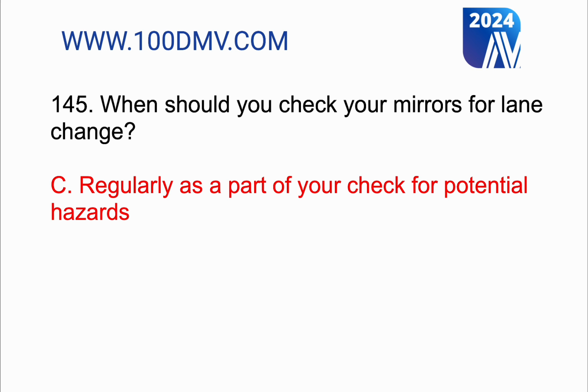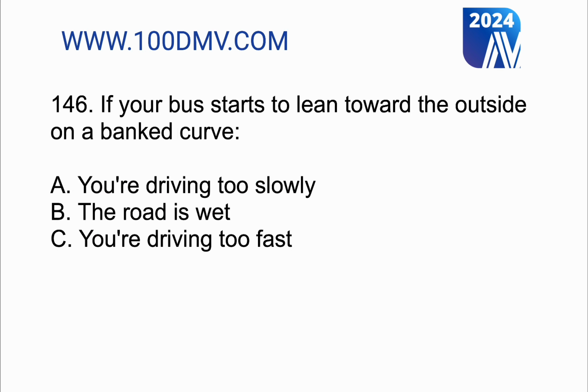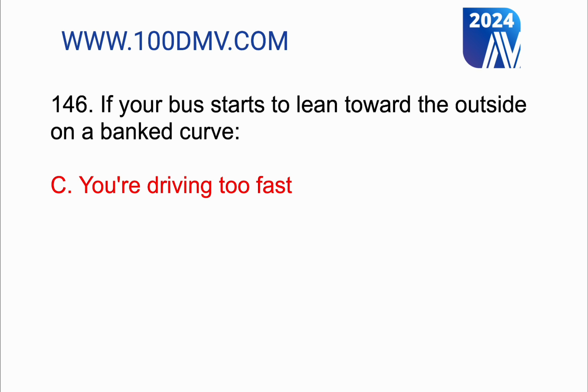146. If your bus starts to lean toward the outside on a banked curve, A, you're driving too slowly. B, the road is wet. C, you're driving too fast. Correct answer, C, you're driving too fast.